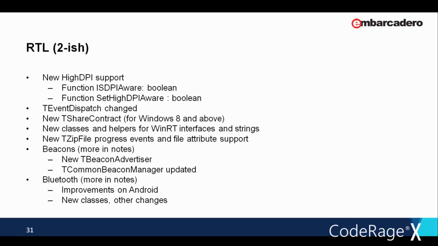There's a zip file progress event and file attribute support that's specific to Windows and to POSIX. There's a lot of work on beacons. Again, more in my notes. So there's a beacon advertiser that helps beacons post that they're around. They're advertising their presence, and the beacon manager has been updated as well. Bluetooth also has a lot of improvements on Android. There's new classes and other changes there as well.